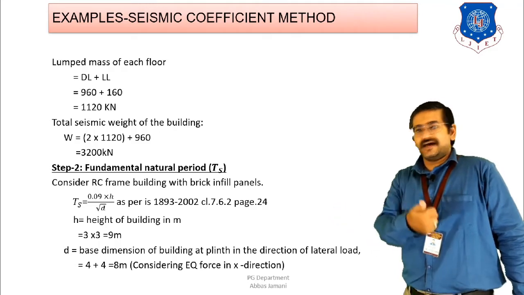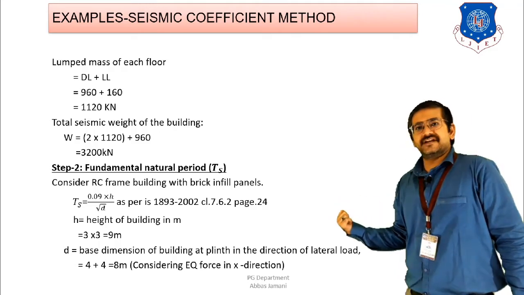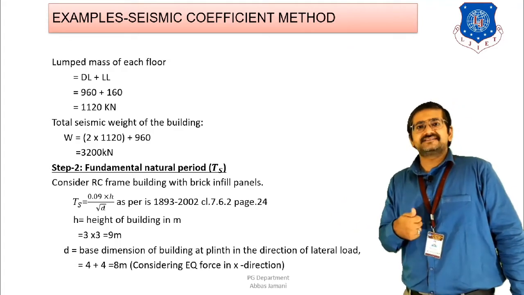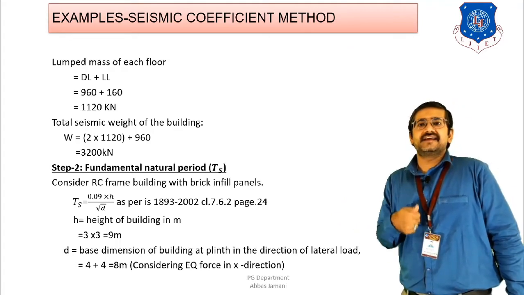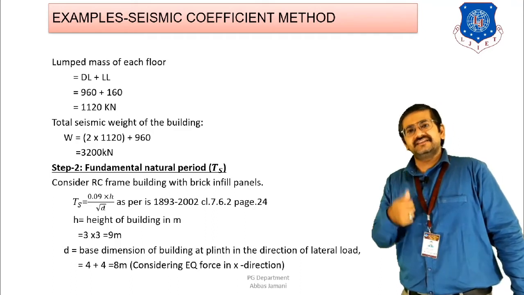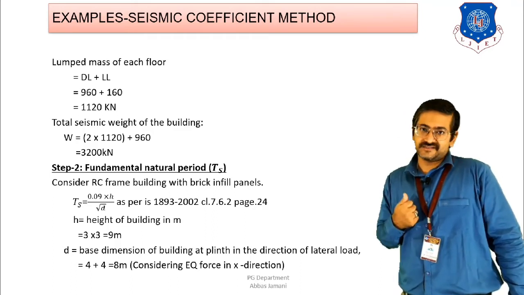That is why I have taken the formula of T equal to 0.09 H divided by under root of D, where H is the height of the building and D is the lateral dimension of the building, that is the maximum lateral dimension of the building in the direction in which the earthquake is being considered, right?